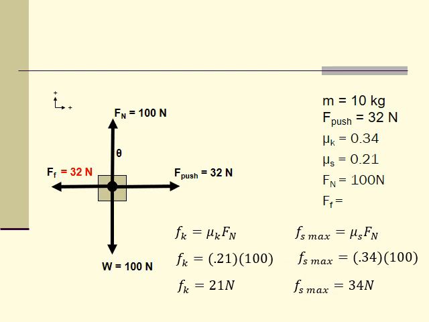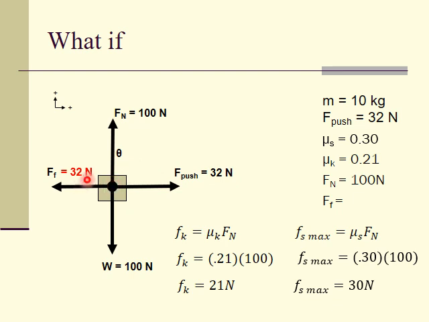Let's look at an alternate situation. What if, instead of this coefficient of static friction being 0.34, what if it was a smaller amount, let's say 0.30? That would change the maximum static frictional force from being 34 newtons to 30 newtons. So now my push force is greater than the maximum possible static frictional force would be, or could be. So how does that change the situation?